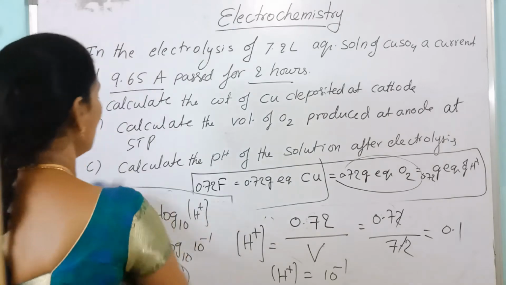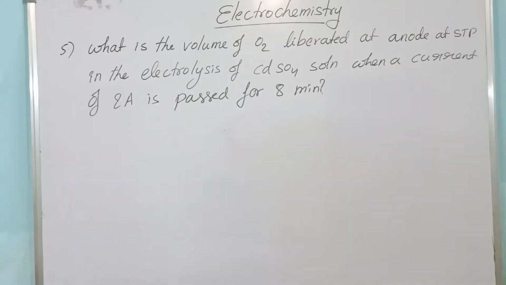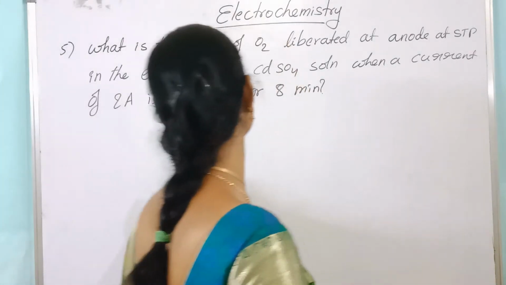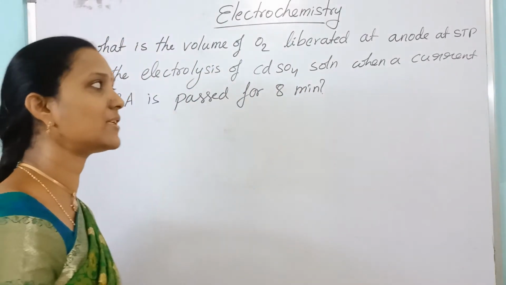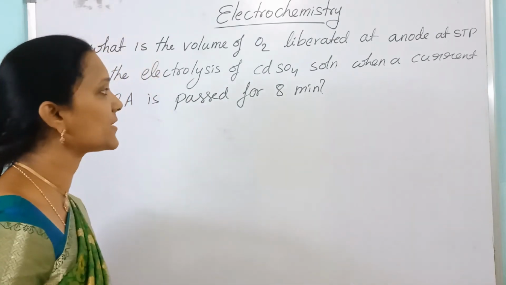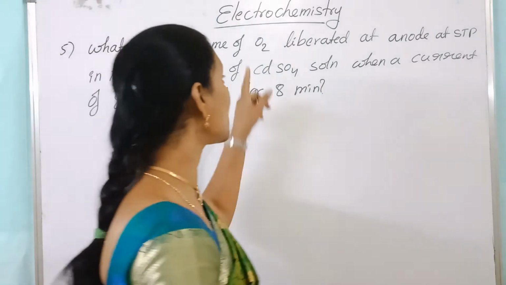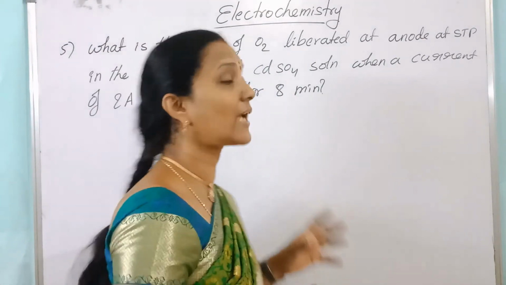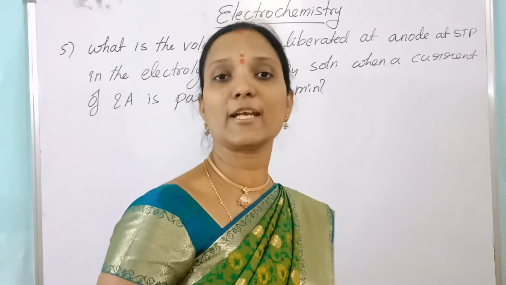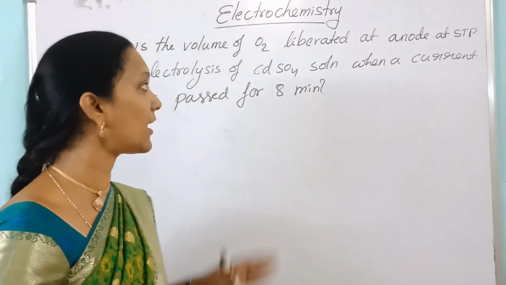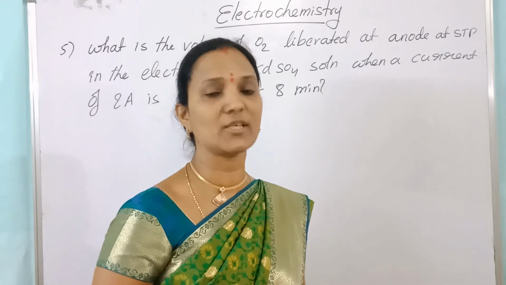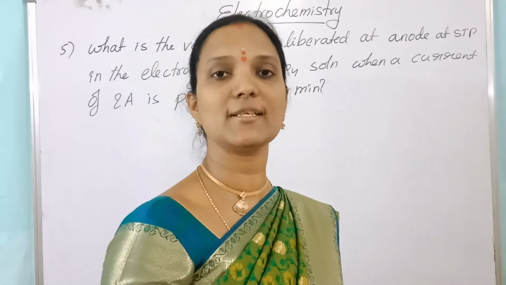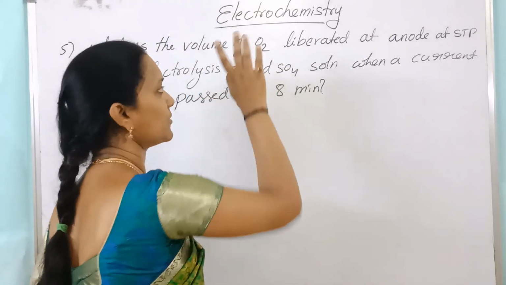So now come to the fifth problem. What is the volume of oxygen liberated at the anode at STP in the electrolysis of cadmium sulfate solution when a current of 2 amperes is passed for 8 minutes? Oxygen liberated they are asking. It is definitely an aqueous solution because they are asking about oxygen. So for cadmium sulfate during electrolysis, cadmium is deposited at the cathode, not hydrogen, and instead of SO4 2 minus, OH minus undergoes oxidation and releases oxygen. That volume of oxygen only they are asking.